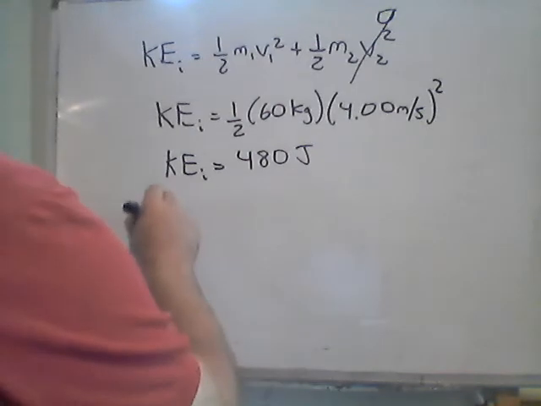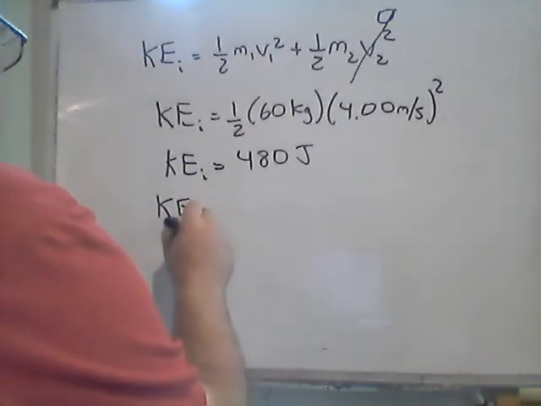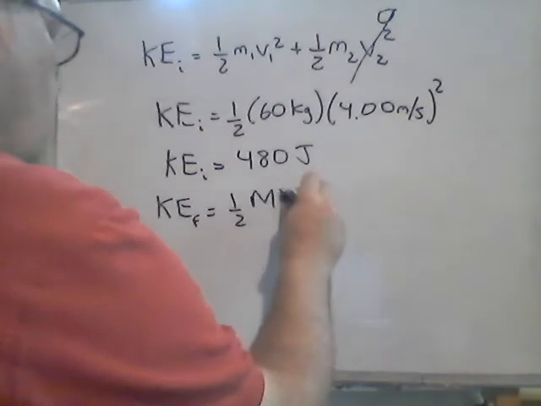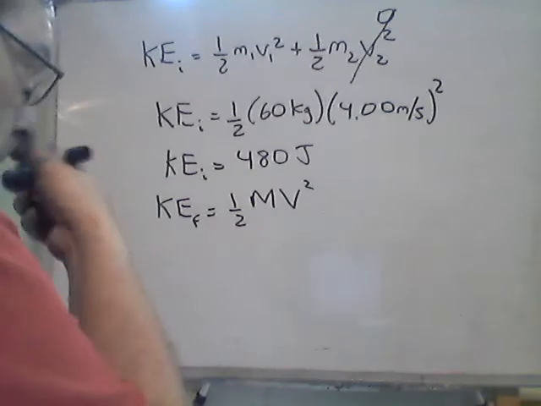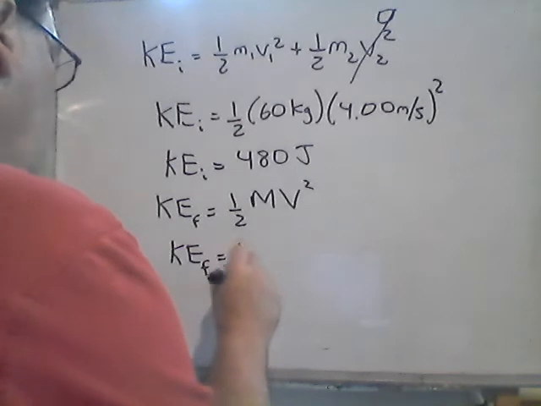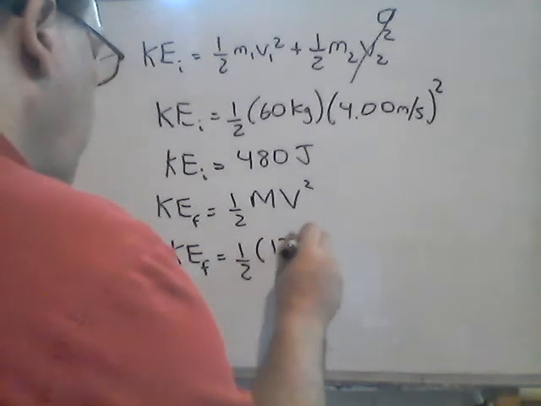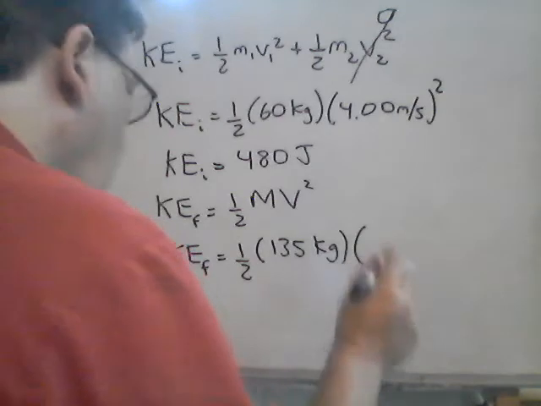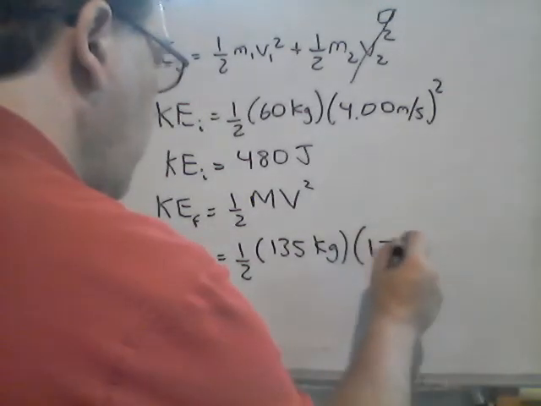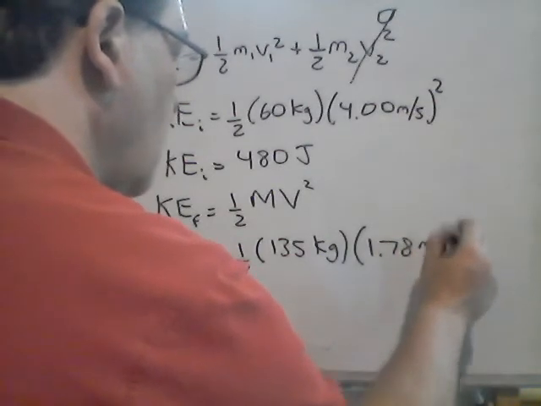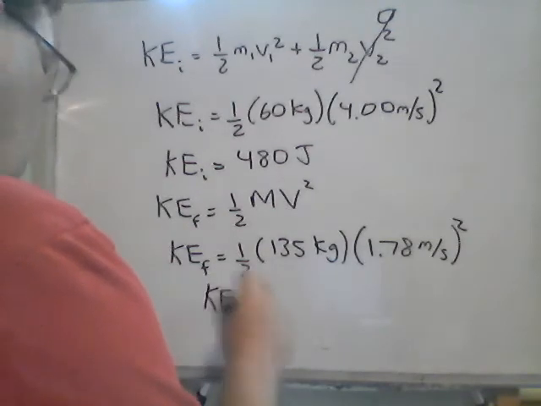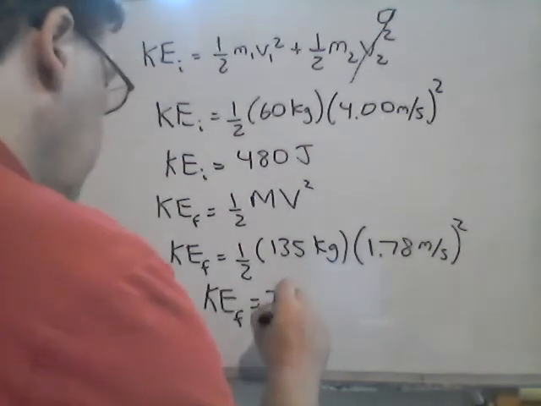Kinetic energy final will be one half their total mass times the final velocity or final speed squared. Kinetic energy final will be one half, 135 kilograms, times 1.78 meters per second squared. Final kinetic energy we'll see as 214 joules.